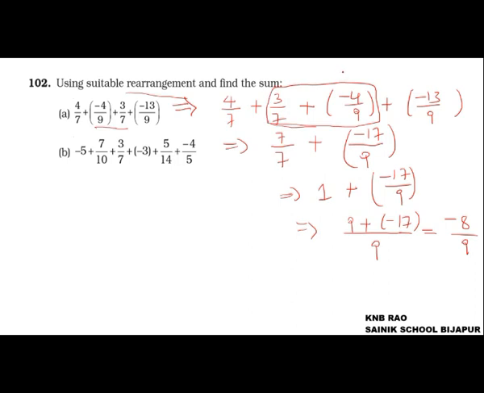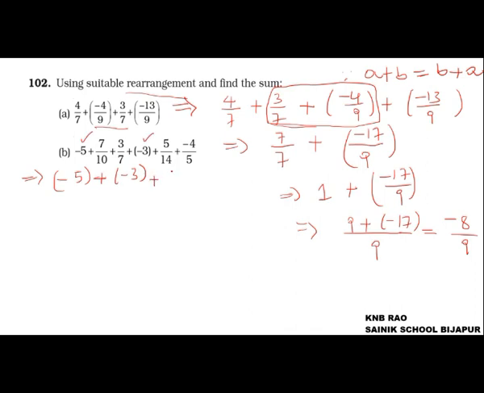So we can say using the commutative property, a plus b equals b plus a. Similarly, in the next one, we can use some rearrangement. Here, minus 5 can be added to minus 3. We can take these two one beside the other.